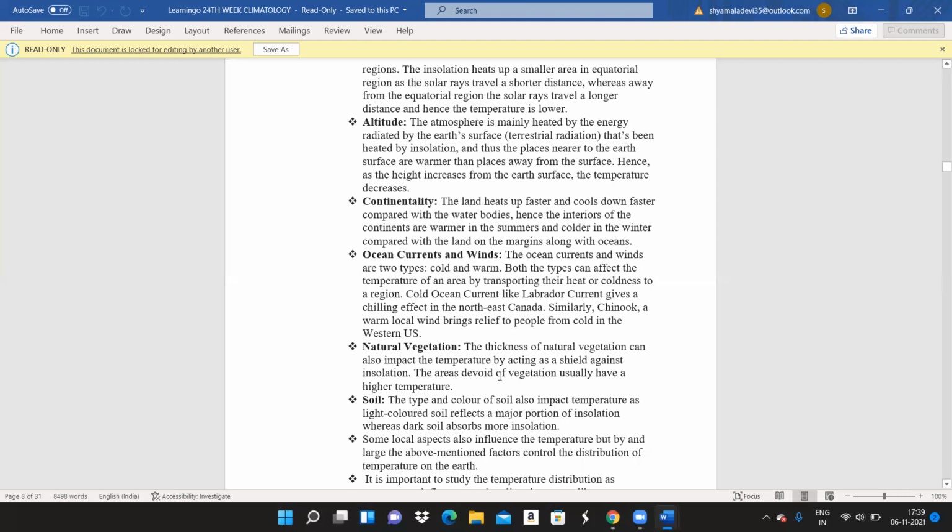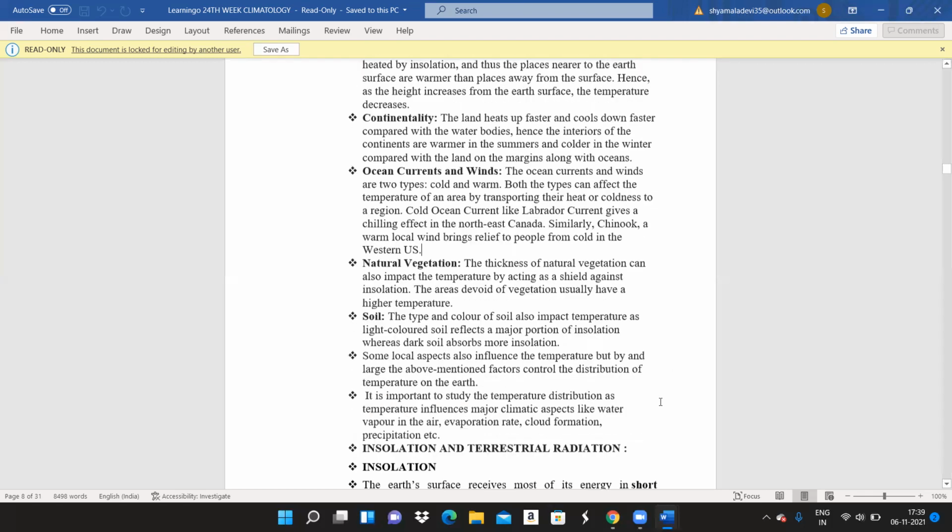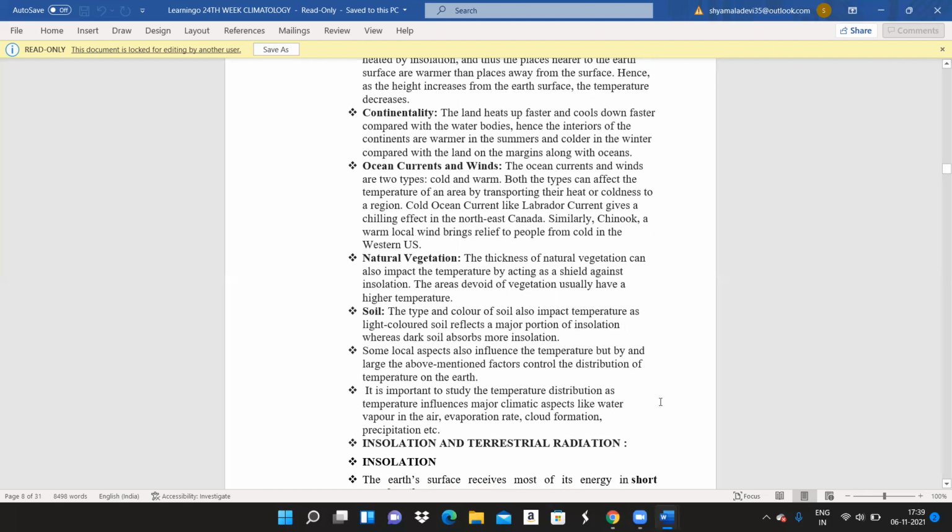You all know that if you have more natural vegetation, then it will act as a shield against insolation, and then you will have a moderating climate. That is a present problem we are facing because of deforestation. We are calling the cities concrete jungles. The temperatures are increasing in cities because of the absence of natural vegetation. Then you have the soils also, the type of soil that is present. Light colored soils will reflect the heat, whereas dark colors will absorb more insolation. That means they will not radiate the heat. So soil also plays a very important role.